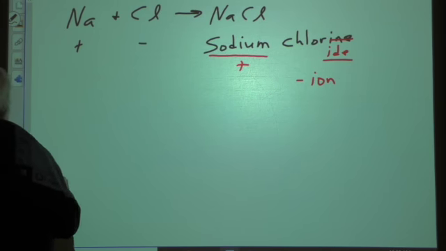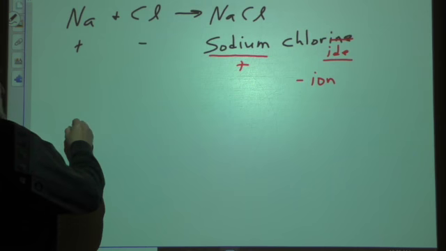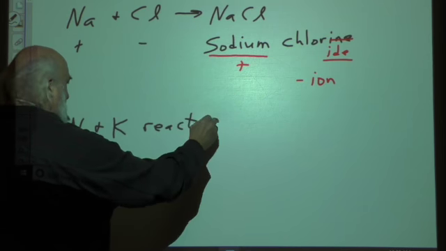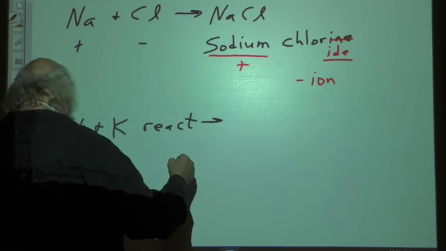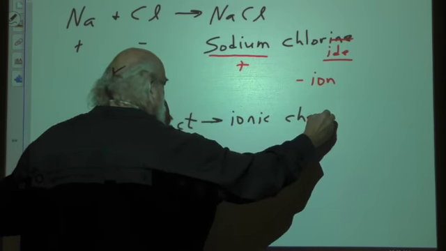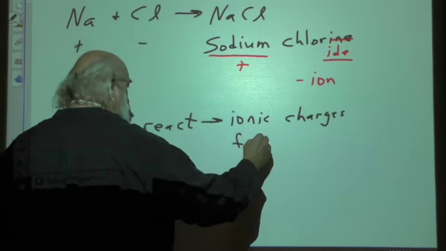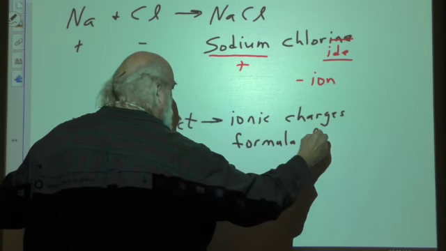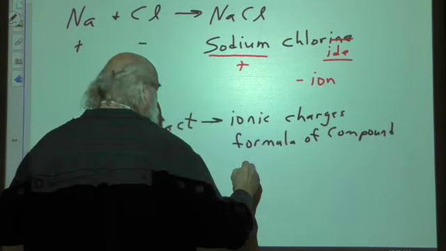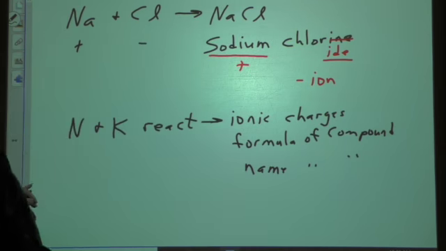Okay? The first example we have in our script says, what happens when N and K react? They want to know what are the ionic charges, the formula of the compound, and the name of the compound. So that's what we're going to be doing with nitrogen and potassium.